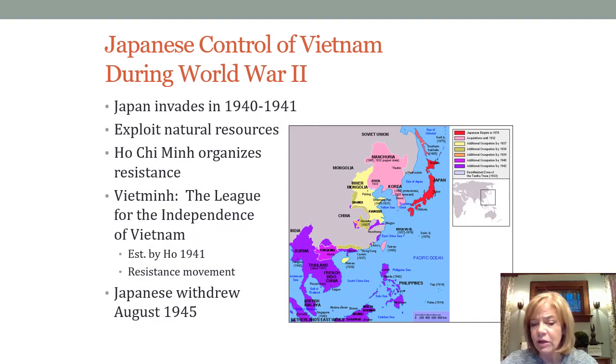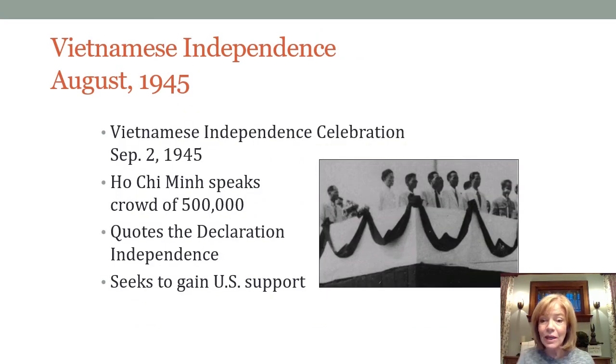You see here, they already started to withdraw in August. Okay, so Vietnam is happy. They're thinking, we got rid of the French, now we got rid of the Japanese, we have our independence. And Ho Chi Minh comes out on September 2nd, 1945. He gives this speech in front of like 500,000 cheering Vietnamese people thinking that they have their independence.